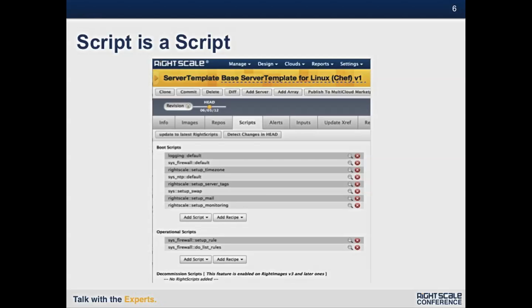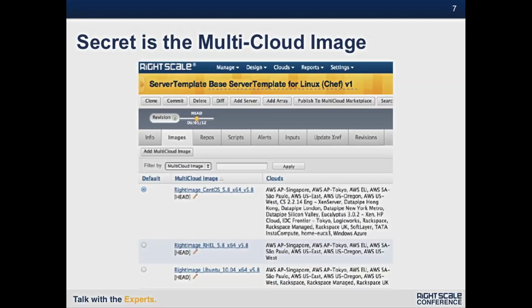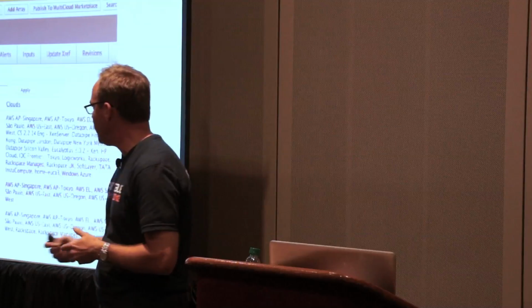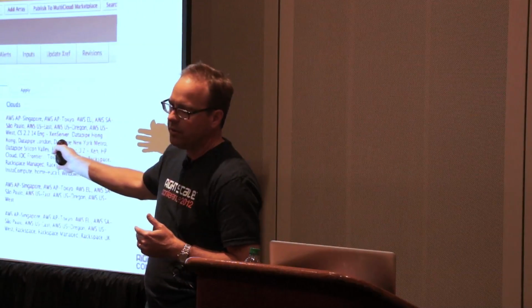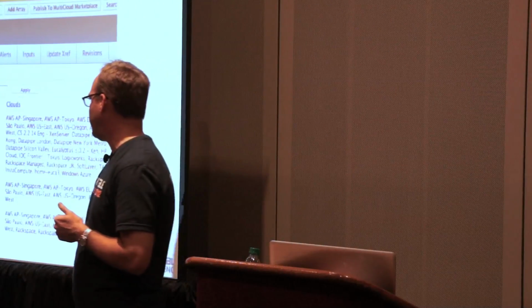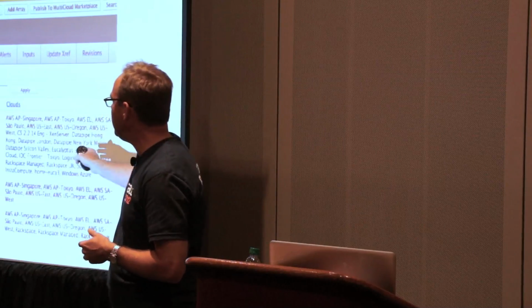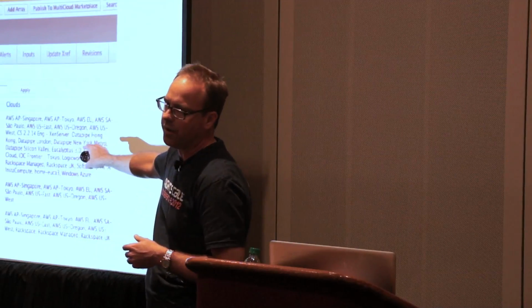What really starts to move into a real competitive advantage is when you start looking at the images. A multi-cloud image is sort of a misnomer. It's not one image. A multi-cloud image is really a collection of images. Right now there are 50 Linux images and 58 Windows images that we call MCI, multi-cloud image. This happens to be a Linux server template, and you can see the OSs that we support, CentOS, Rails, and Ubuntu. And then here are the clouds that these run on.